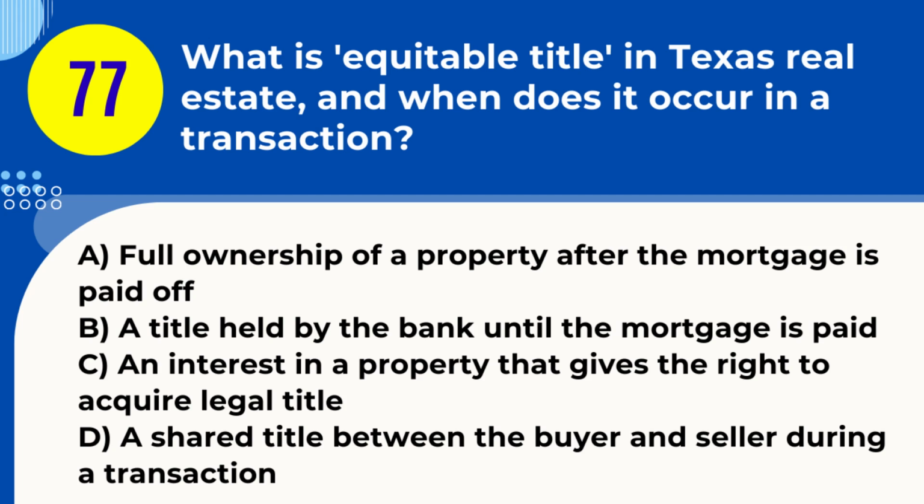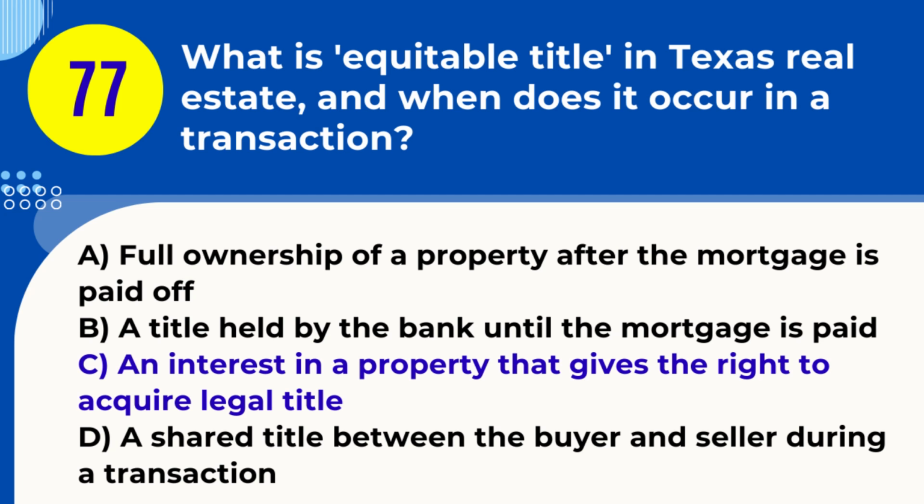Question 77. What is equitable title in Texas real estate, and when does it occur in a transaction? A. Full ownership of a property after the mortgage is paid off. B. A title held by the bank until the mortgage is paid. C. An interest in a property that gives the right to acquire legal title. D. A shared title between the buyer and seller during a transaction.